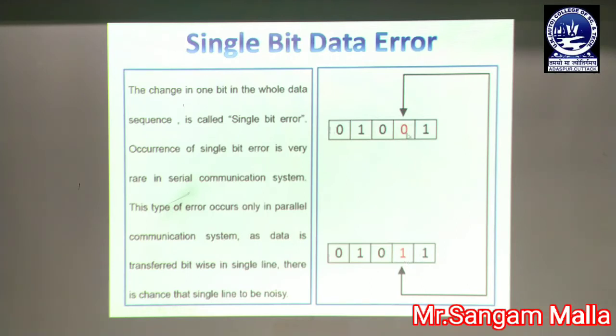You can see that in the fourth position the 0 has been changed to 1. As we have discussed, in the whole data sequence, if a single bit has been changed, then we call it a single bit data error. That means either a 0 will be changed to 1 or a 1 will be changed to 0. If the whole sequence has only a single bit change, then we call it a single bit data error. This is an example of single bit data error.